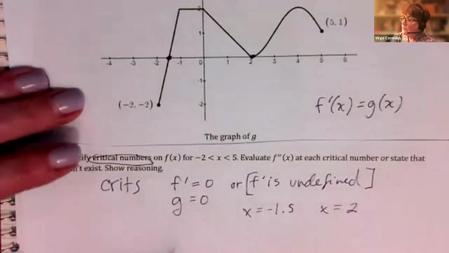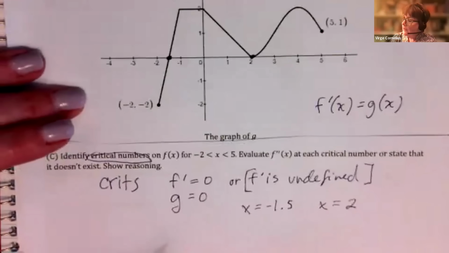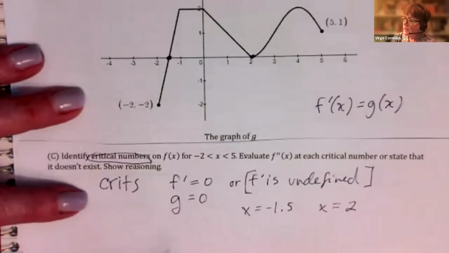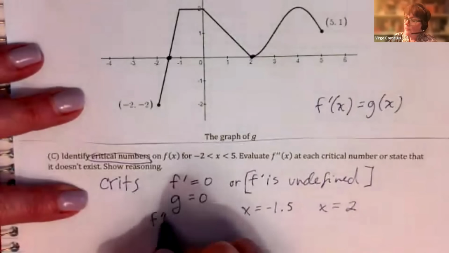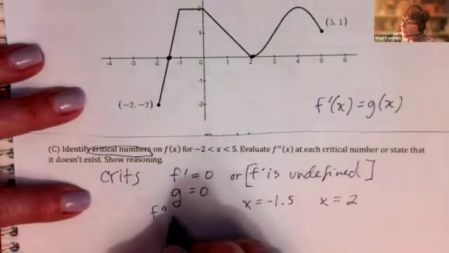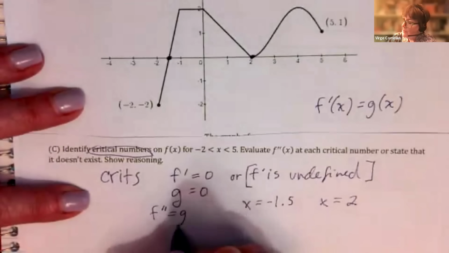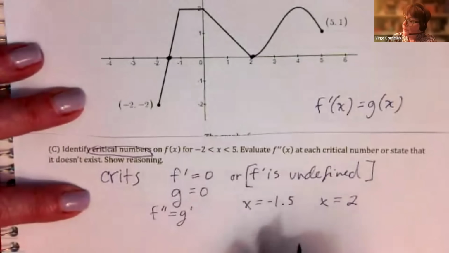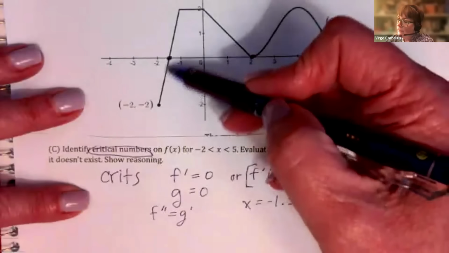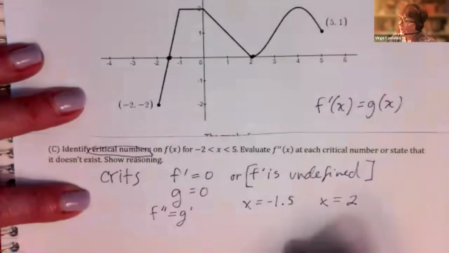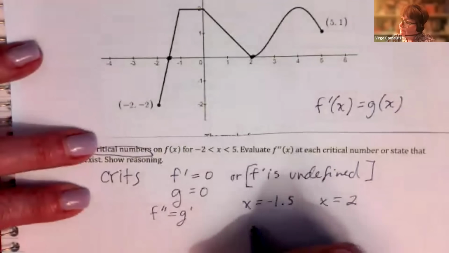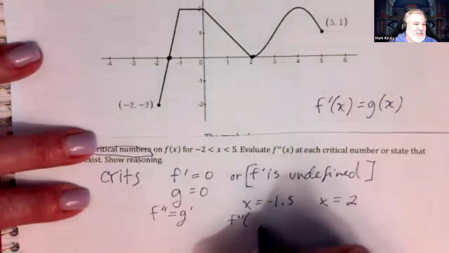Now, for each of these, we're supposed to find f double prime. So what we need to do is think about the fact that, as we had on the other one, f double prime is equal to g prime. So we want to think about the slope of g specifically, at negative 1.5.